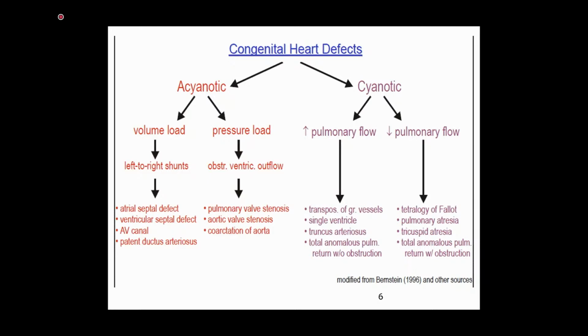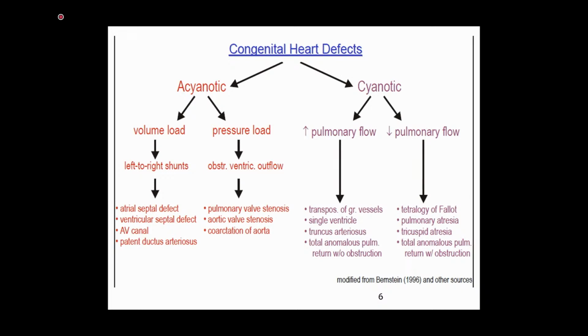Or when you have total anomalous pulmonary venous return without obstruction, so that blood comes from the lungs, instead of going to the left atrium, it goes to the right atrium, then finds its way to the left side system. That causes mixing. This is when you have increased pulmonary flow. Sometimes you have reduced pulmonary flow and therefore cyanosis.